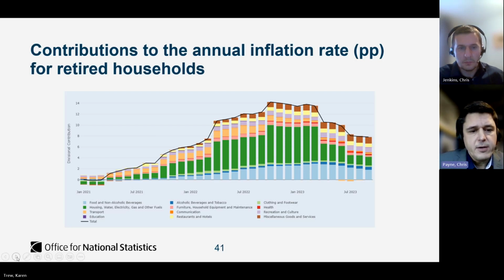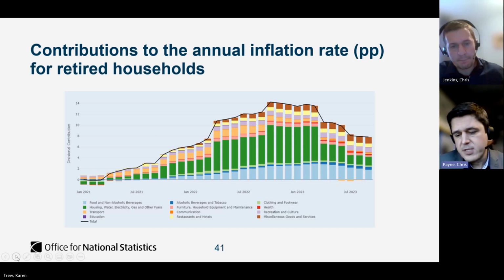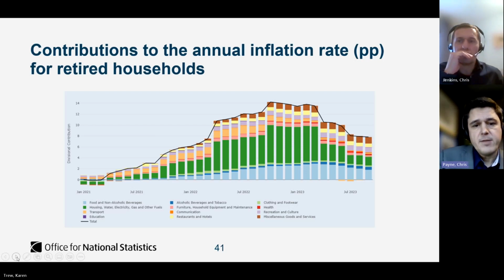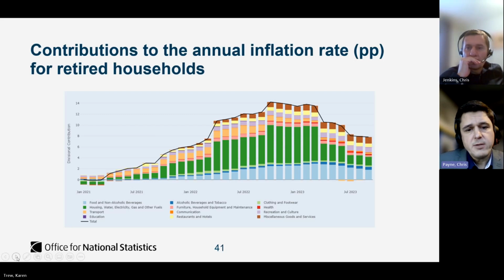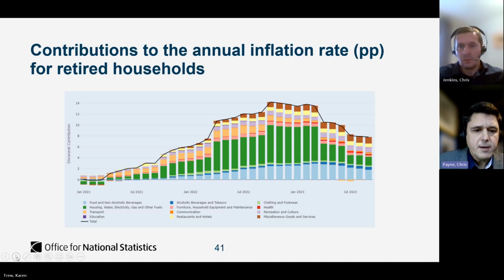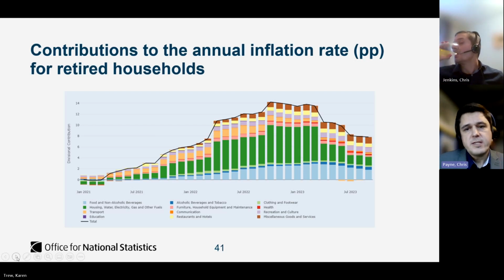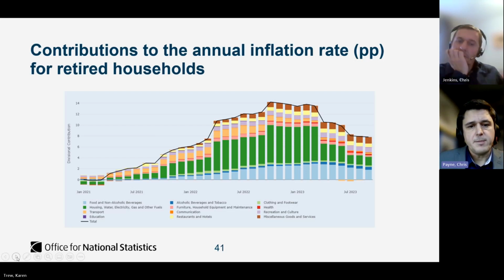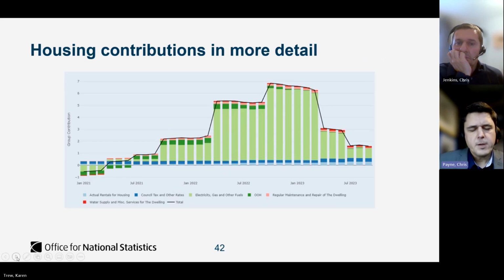So there's some interesting things going on here. We can see on the chart that the bottom bar shows food and non-alcoholic beverages, which I think is an area that most people are conscious of seeing rising prices over the last few years. And the chart shows how that has had an increasing contribution to the rate for retired households over the period. But the biggest bar is for housing, water, electricity, gas and other fuels. So that's quite a big category. It includes housing costs, it includes energy bills and some other bits and pieces as well. So on the next slide, we go into that in a bit more detail.